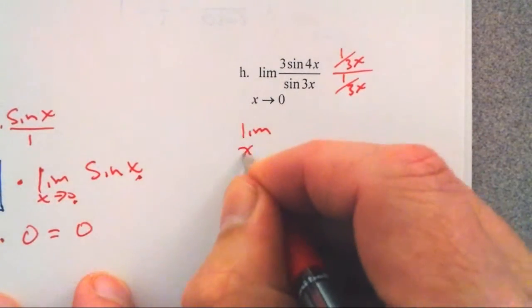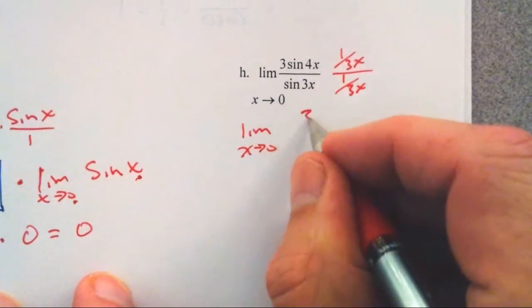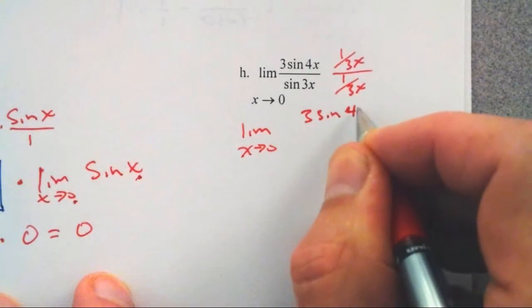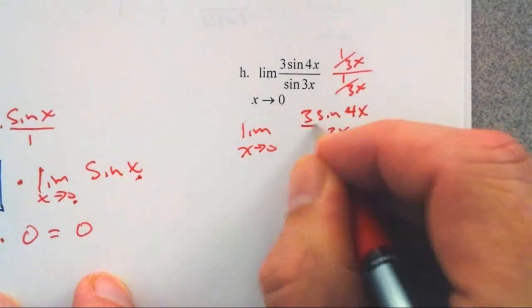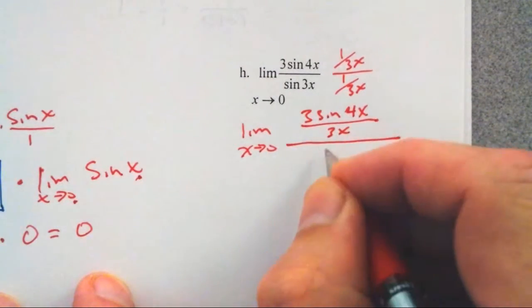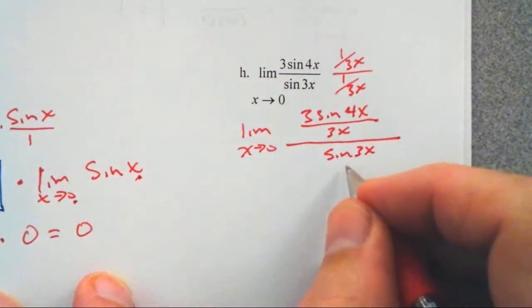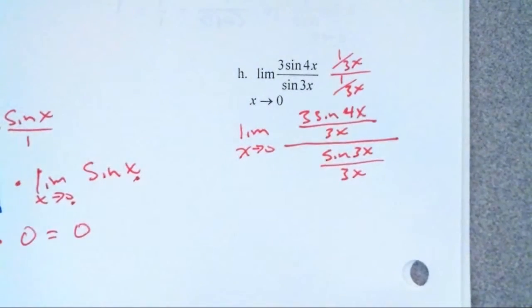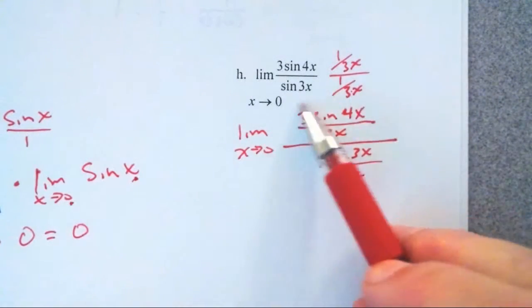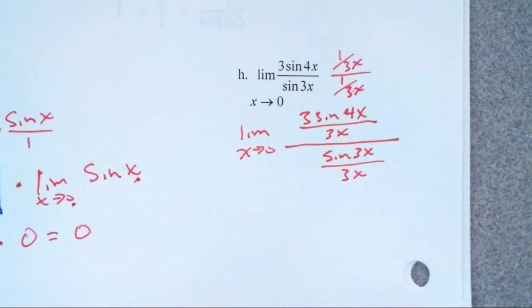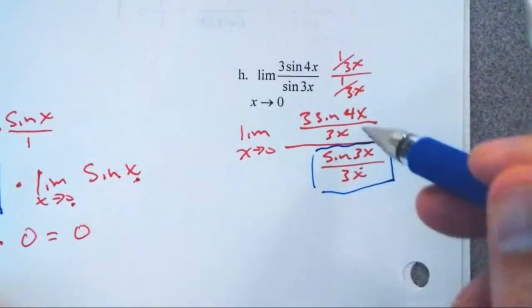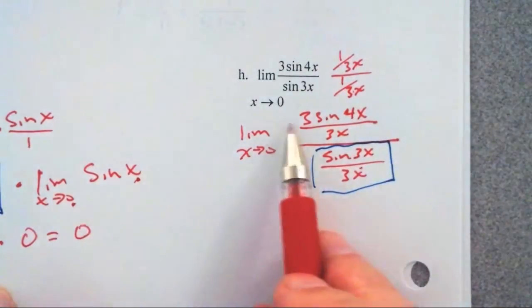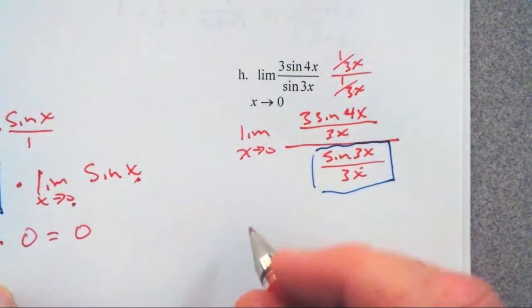So the limit as x approaches 0, this is 3 sine of 4x all on 3x. Here's my big fraction line over sine of 3x on 3x. Huge payoff there. How many times do you suppose when we're doing these we're going to multiply by 1? We're going to just keep multiplying by 1, getting what we want. So the limit of this is 1. So I would have to divide the limit of this by 1. I do notice my 3's cancel. That's kind of a blessing here, as it turns out.